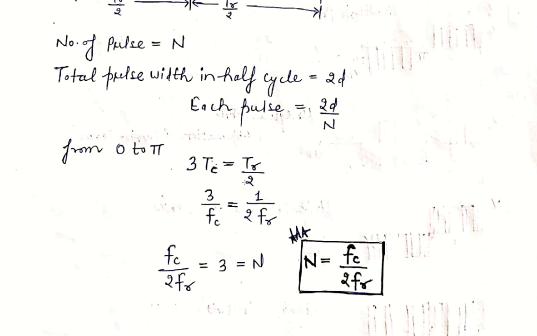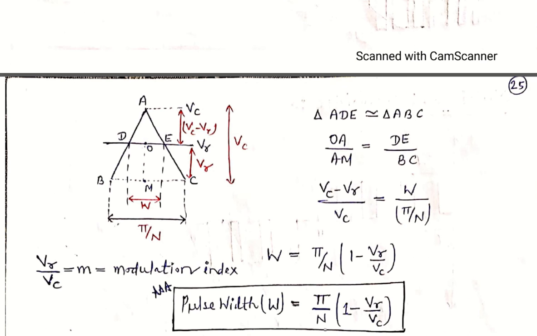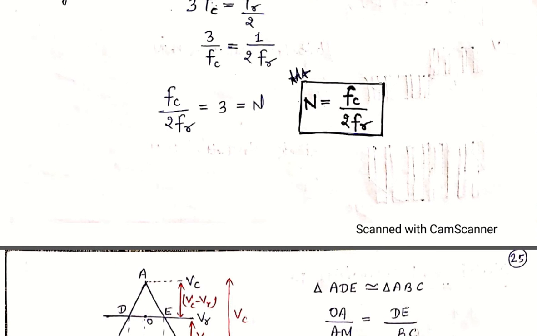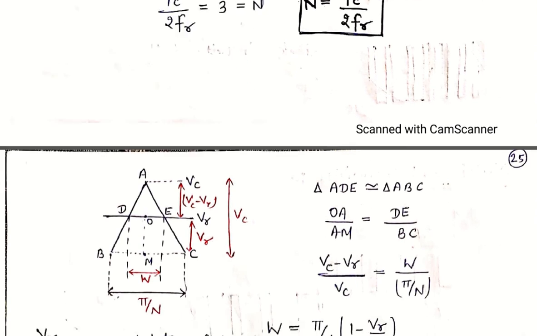So this ratio we recognize: Fc upon 2Fr equals the number of pulses generated in each half cycle. So Fc upon 2Fr equals n in general, because we assume the number of pulses equals n. So n equals 3 here, and n equals Fc upon 2Fr. By this formula we can calculate the number of pulses generated in each half cycle. Fc is the carrier frequency, Fr is the reference signal frequency.